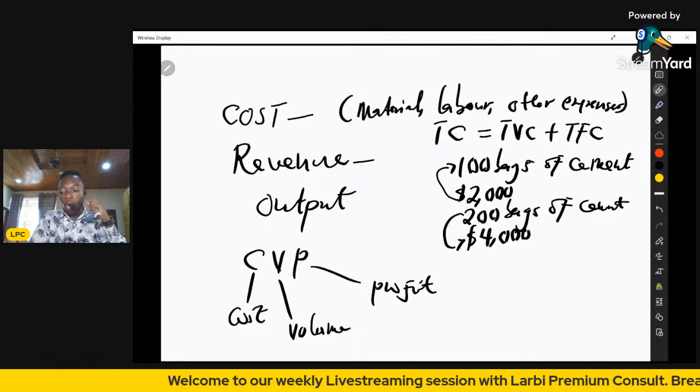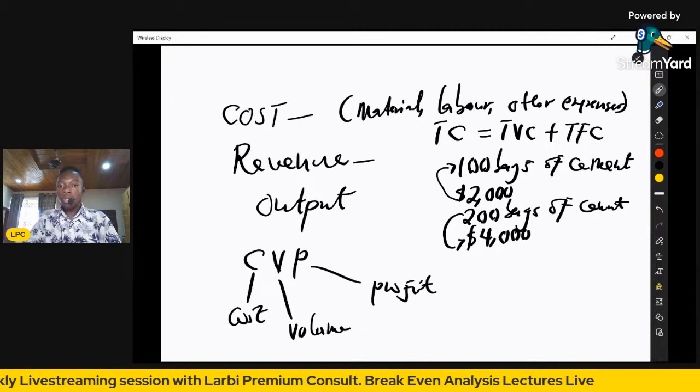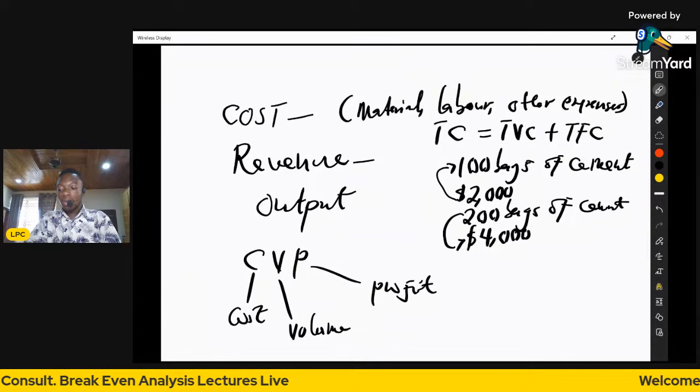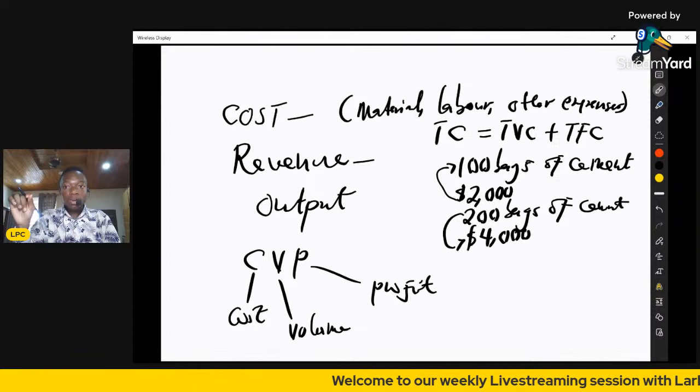The opposite is what we call the fixed cost or the total fixed cost. Fixed cost, per the name, is fixed. Whether you produce or you don't produce, you still pay the same amount of cost, or the same expense. That makes it fixed.